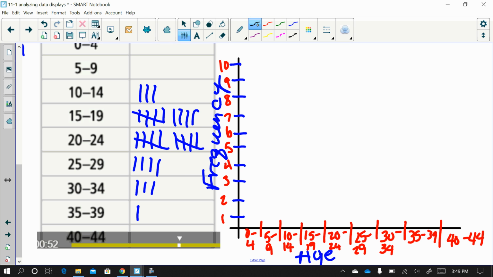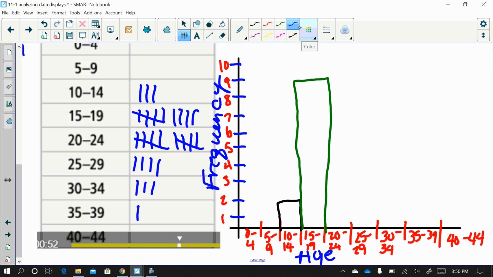From here, we just make bars. 0 here, 0, 5 to 9. There's 2 in 10 to 14, so I'm going to make a bar come up to here. We have 15 to 19. We had 9 of those, so let's see, draw it all the way up to 9. 20 to 24, we had 10. Draw it all the way up to 10.